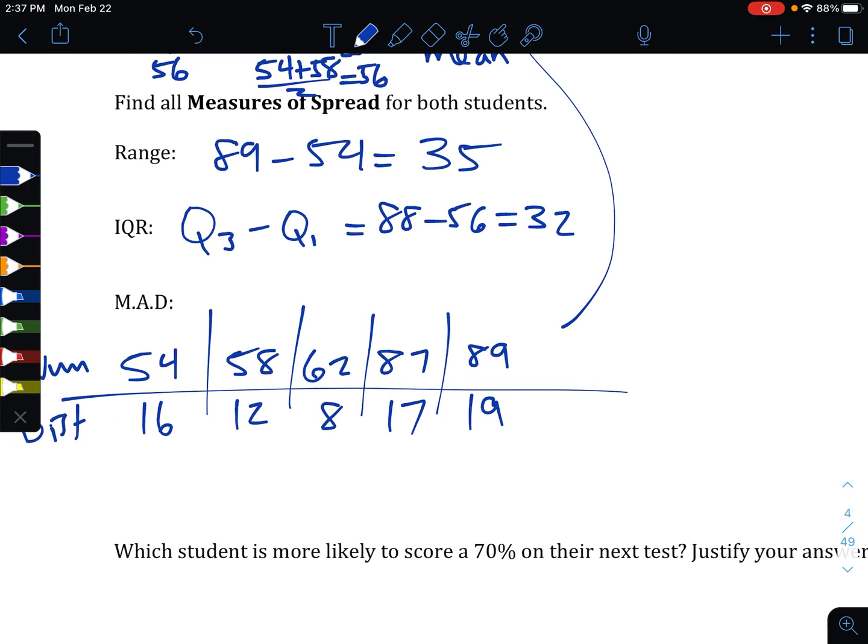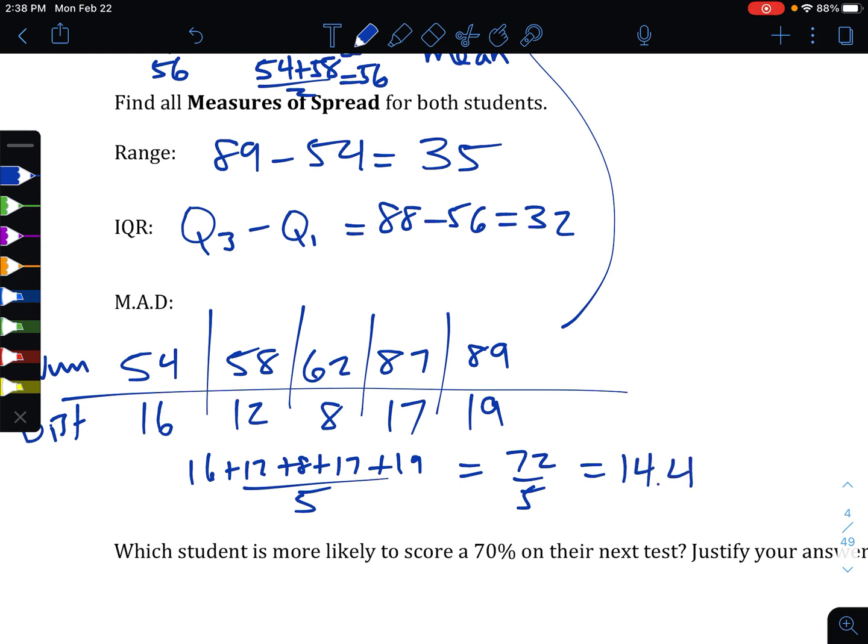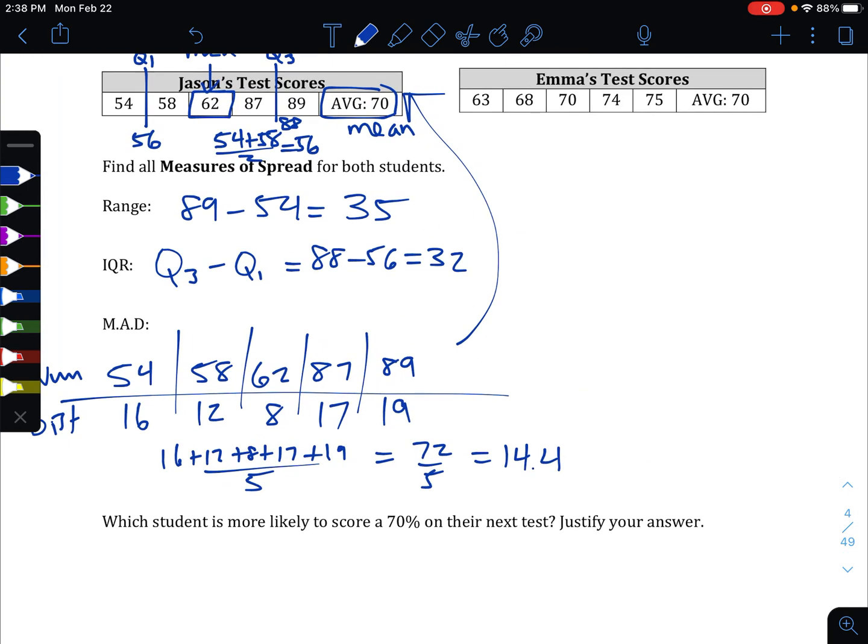Now we just average those distances. 16 plus 12 plus 8 plus 17 plus 19, divided by 5, because there's 5 of these numbers, is 72 over 5, which is 14.4. So that means on average, each number is about 14 away from the average, which sounds funny, but that just means it's 14 away-ish from the mean, not the median.